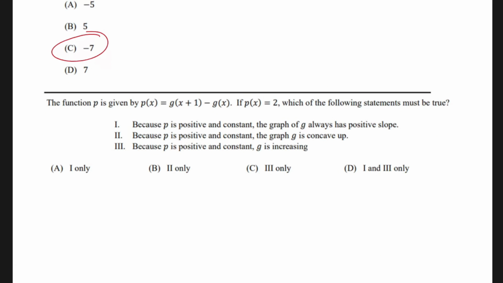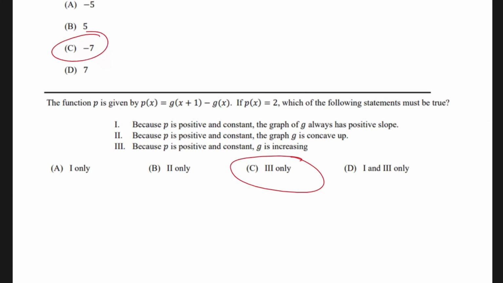2 says, because p is positive and constant, the graph of g is concave up. We said nothing about anything being quadratic, did we? And since we said nothing about anything being quadratic, we can't prove that it's concave up. However, here we are at 3. And 3, we can say that this is increasing because the difference between the two is a positive 2, therefore g is increasing. So the only possible answer that makes sense here is going to be 3.